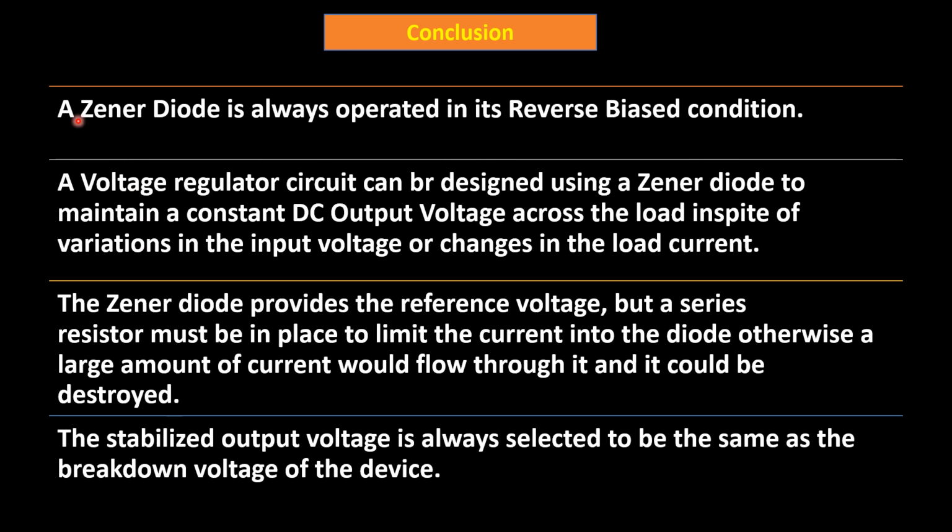Now we will talk about the conclusion. This Zener diode is always operated in its reverse biased condition. A voltage regulator circuit can be designed using a Zener diode to maintain a constant DC output voltage across the load in spite of variations in the input voltage or changes in the load current. The Zener diode provides the reference voltage, but a series resistor must be in place to limit the current into the diode, otherwise a large amount of current would flow through it and it could be destroyed.